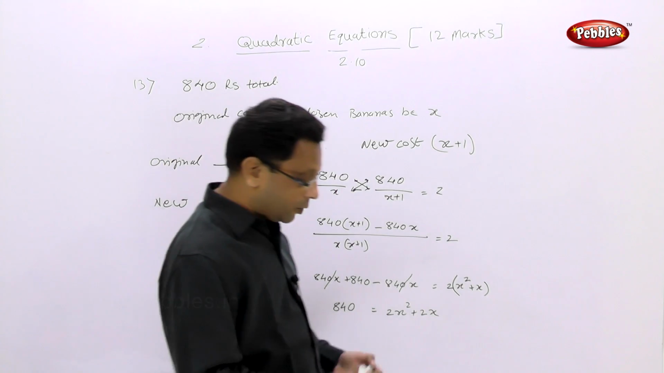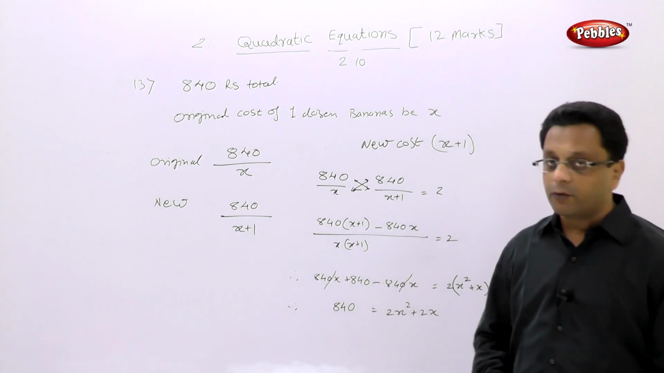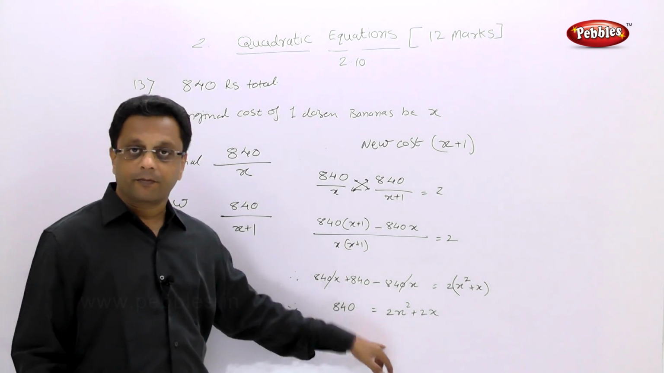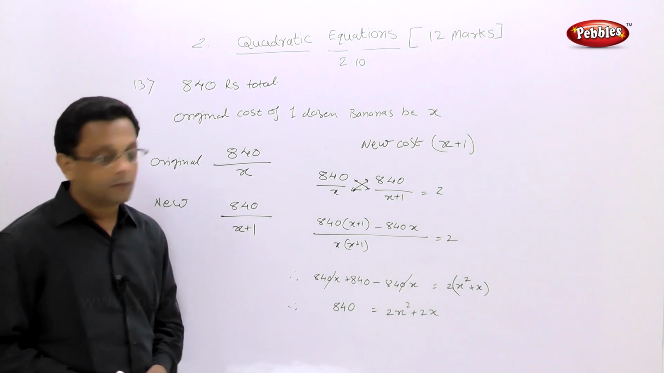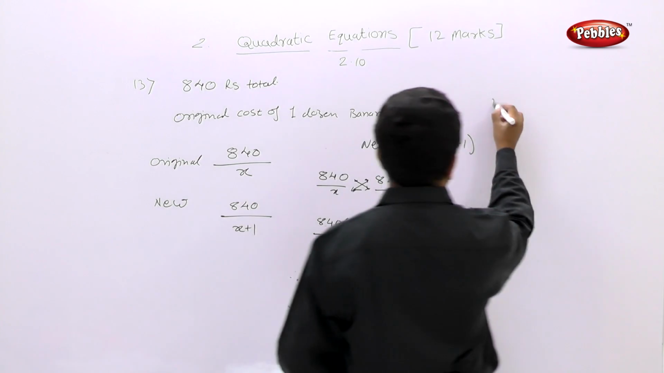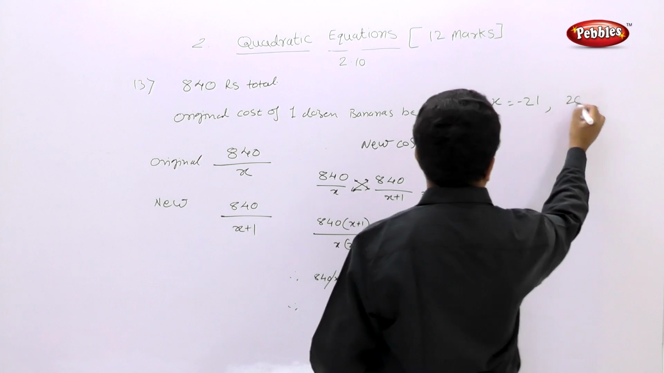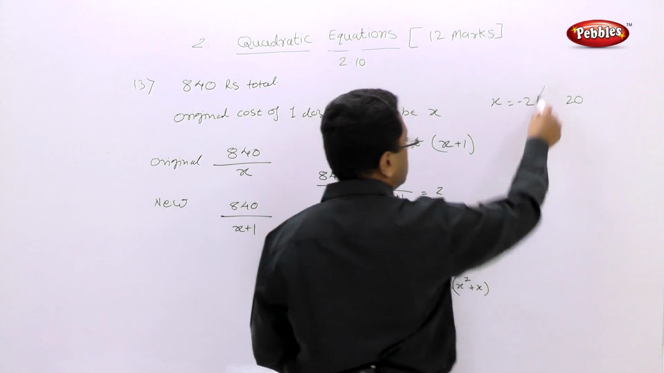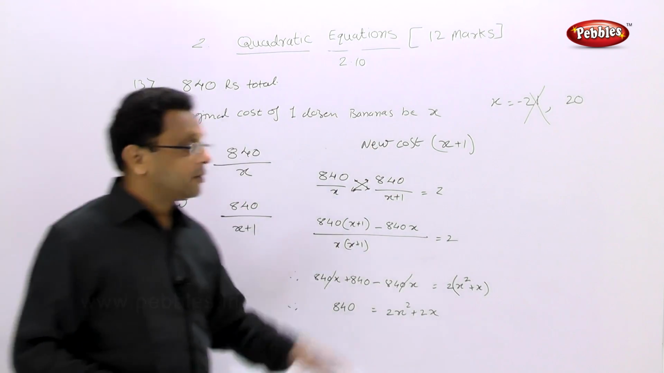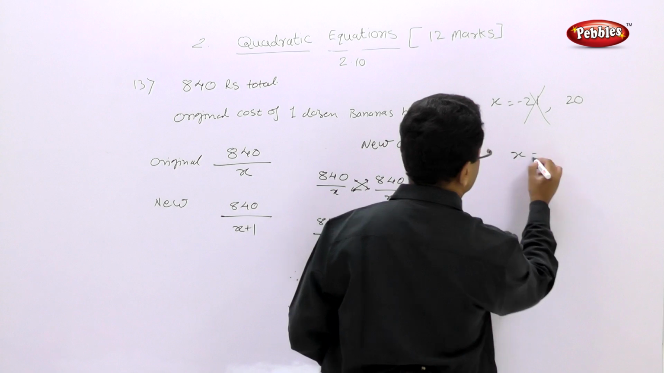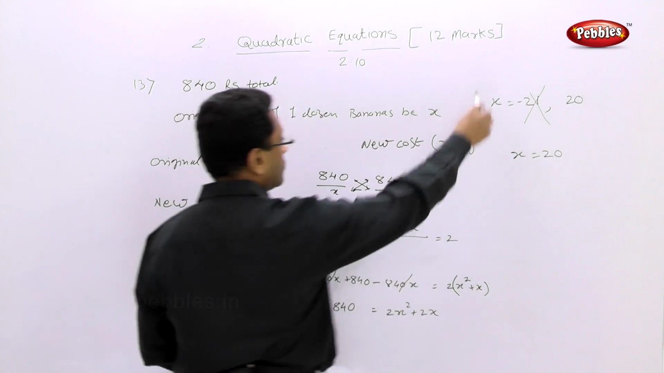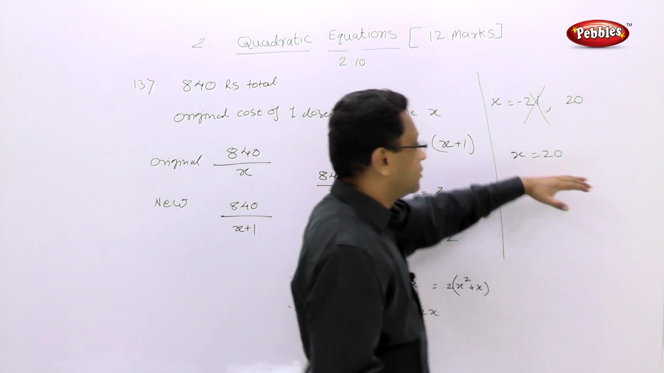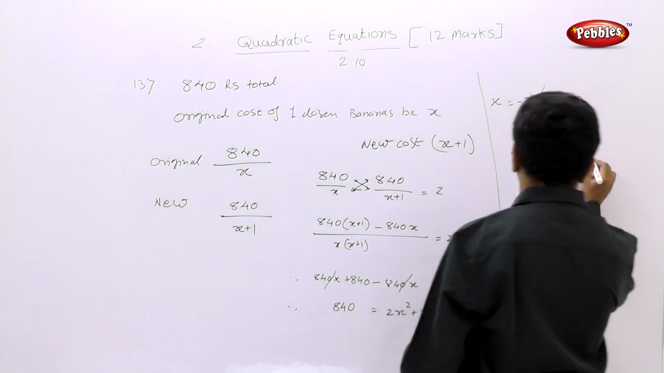Just transfer all to one side, solve this quadratic equation and you will get the value of x. Now pause your video here and solve this quadratic equation. Pause now. The answer for this is x equal to minus 21 or 20. Now as we know that cost cannot be negative, so this is out of question. So you get x equal to 20. So the original cost of 1 dozen banana is 20 rupees.